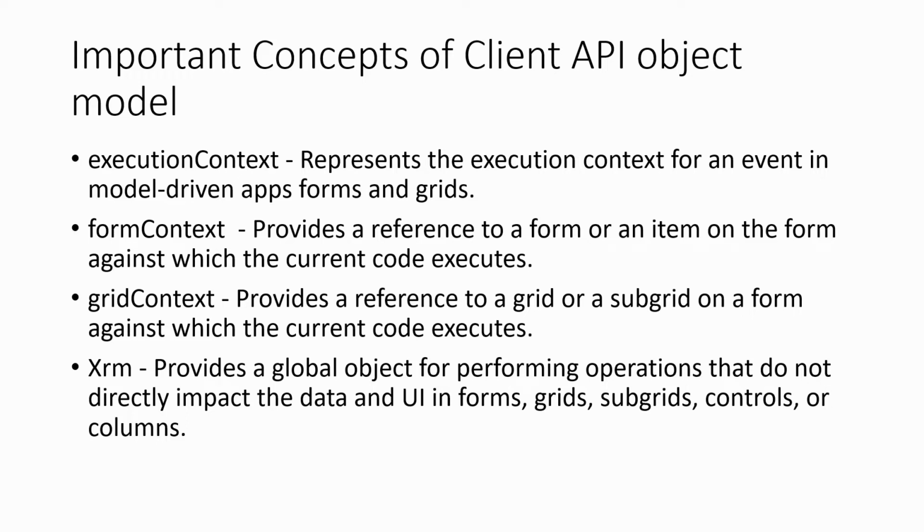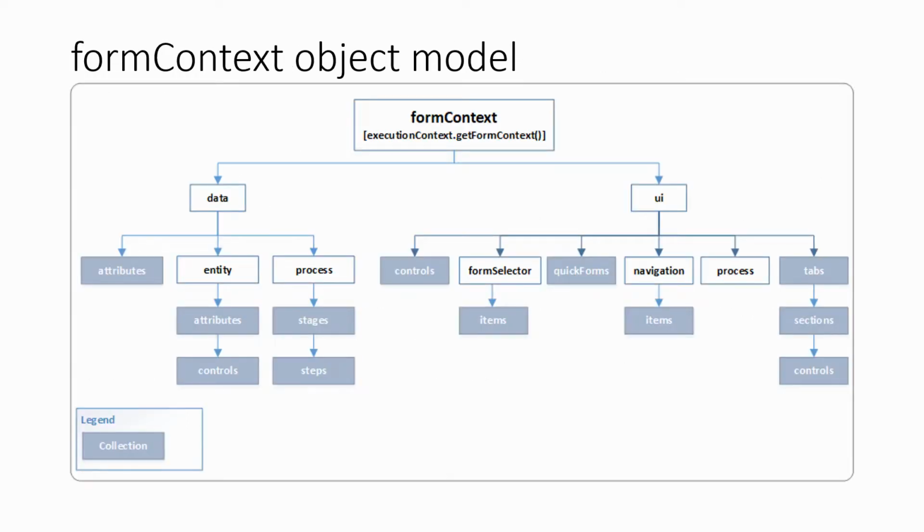Now, we need to understand the form context. As you see on the screen, the execution context is used to get the form context. Again, the execution context should be the first parameter in your function. Just keep that in mind. And once you have the form context, you can access the data, entities, processes. You can also access the UI elements.